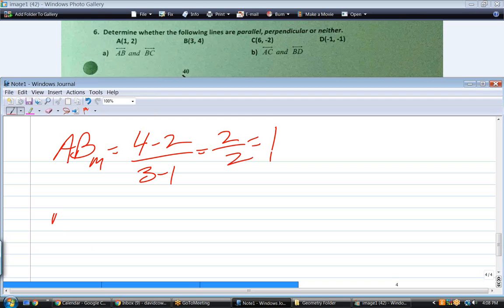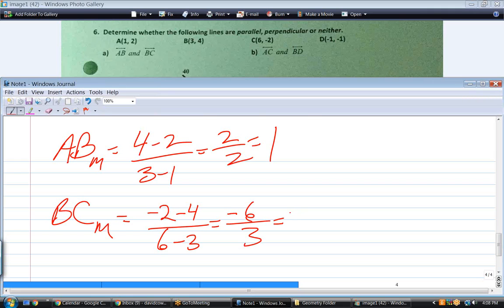Okay, what's the slope on BC? So BC is negative 2 minus 4, and then 6 minus 3. So negative 2 minus 4 is negative 6, and then 3. And would you simplify that even more? So that would be negative 2. Right. In other words, if a number can be simplified, then you need to simplify it. Negative 6 over 3 is never a correct answer. You would always lose points on any math test if you put 6 over 3. So always simplify.